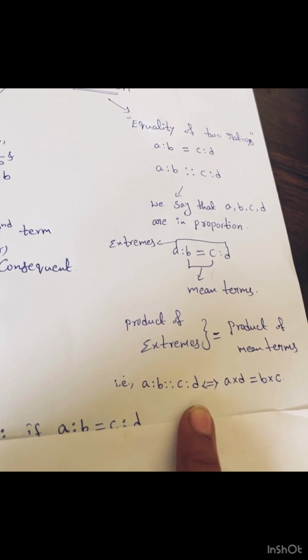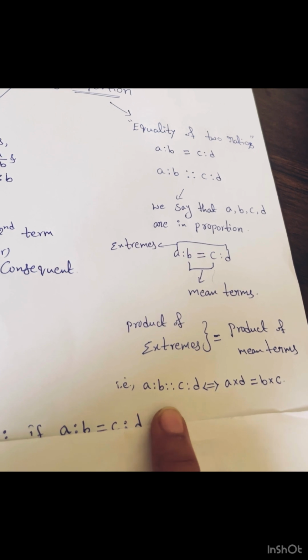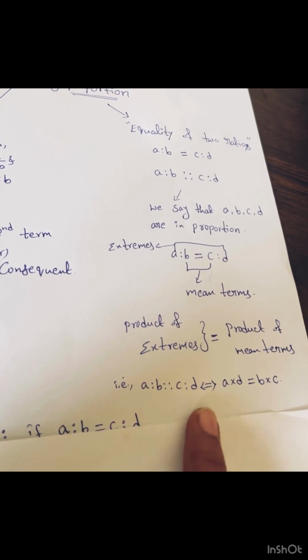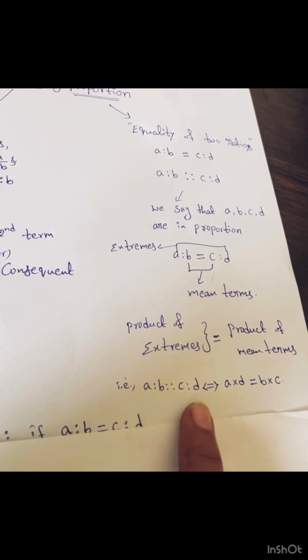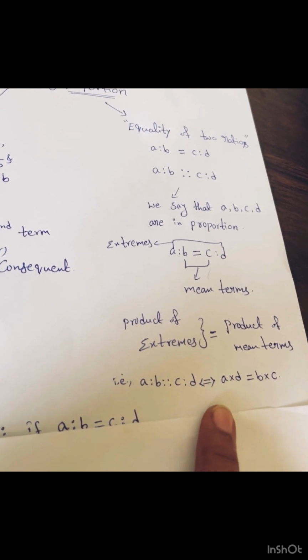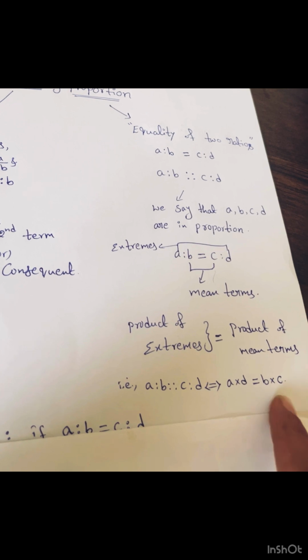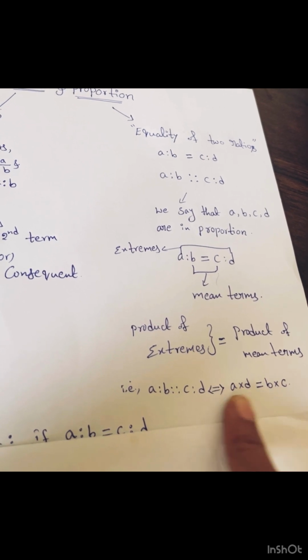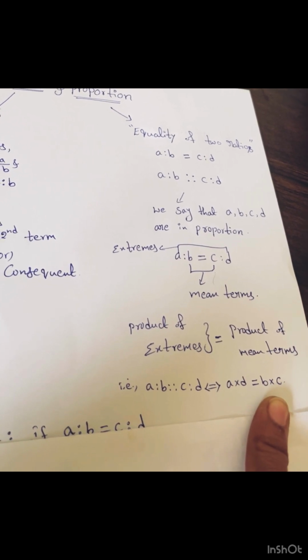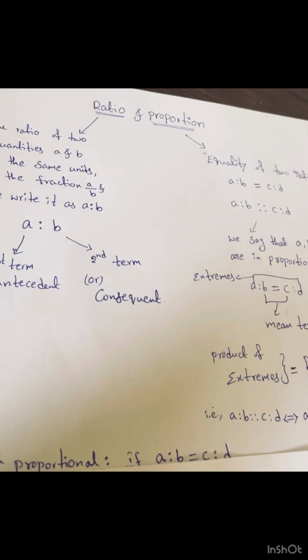If A, B, C, D are in proportion, then the condition exists, that is A into D, the product of extremes, is equal to the product of means, B into C. In case this condition exists, so A into D is equal to B into C, it means A, B, C, D are in proportion. So here the if and only if condition exists.